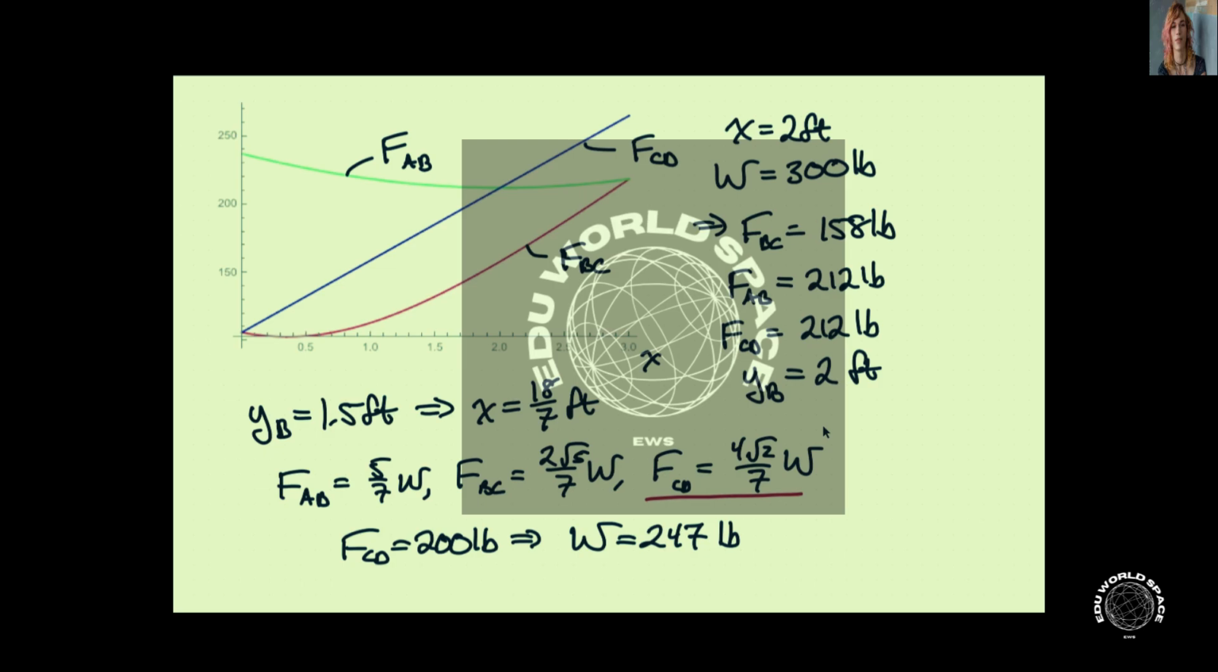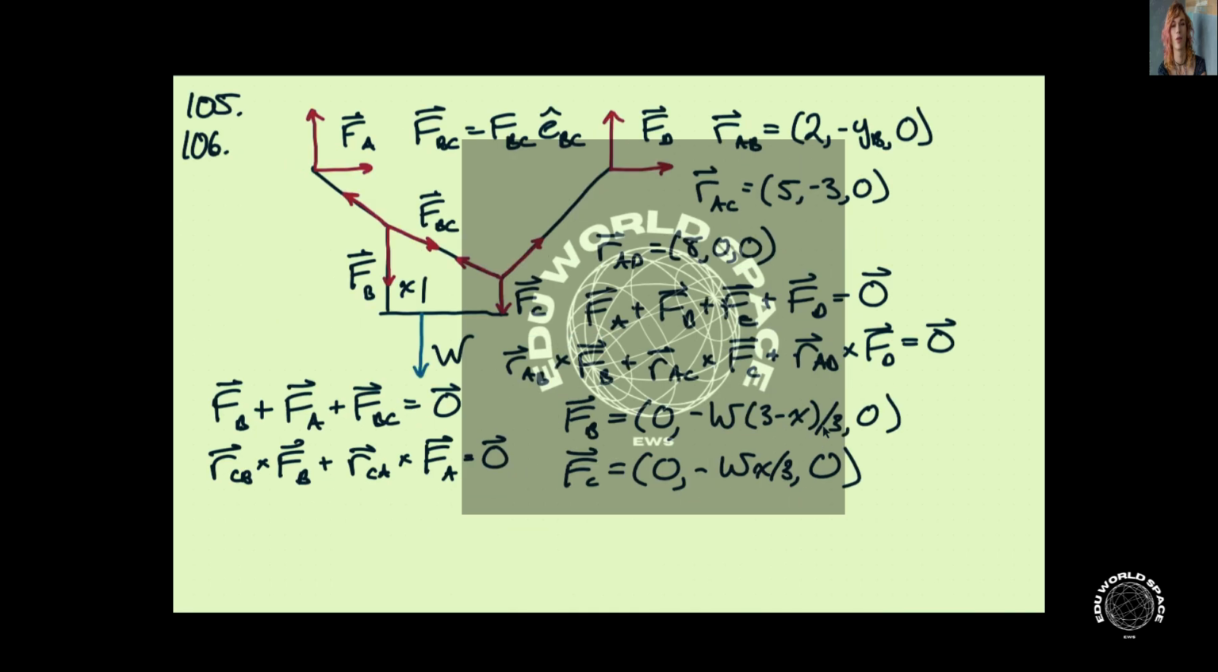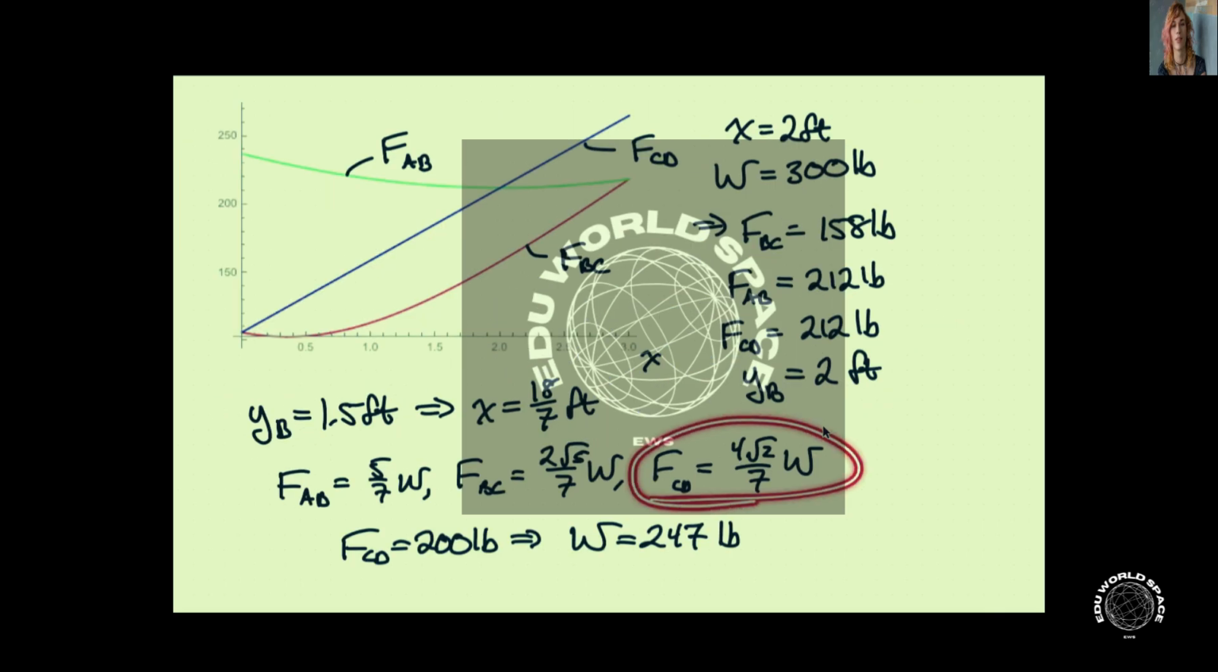If we just leave W as a variable, we'll find that the tension in each of these segments just scales linearly with W. To figure out which one is the maximum, we just need to figure out which coefficient is the maximum, and that turns out to be in FCD. We shouldn't be surprised, because the weight is over here, so a lot of the load is being carried in this segment. So that gives us the maximum, and if we want that to be no greater than 200 pounds, then the weight can be no greater than 247 pounds.